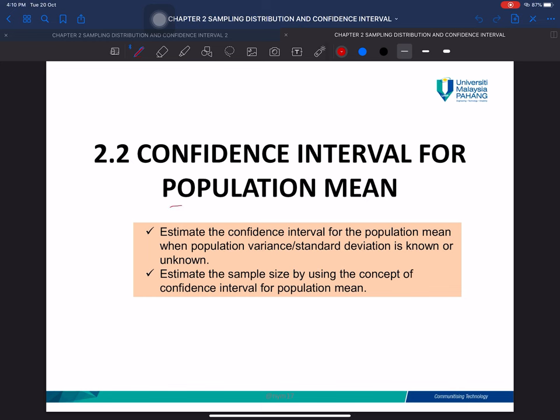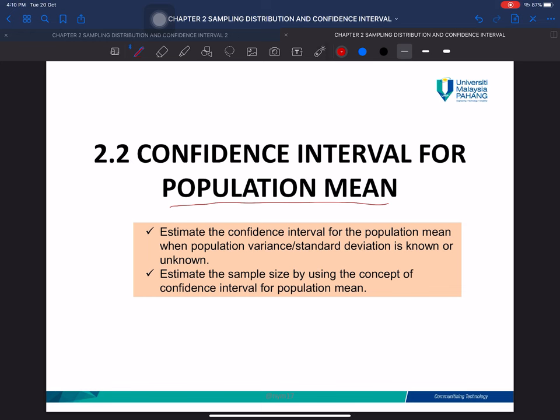In this video, I will discuss the 2.2 confidence interval for the population mean, the first parameter that we are going to estimate. The objective is to estimate the confidence interval for the population mean when the population variance or standard deviation is known or unknown, and then to estimate the sample size by using the concept of confidence interval for the population mean.